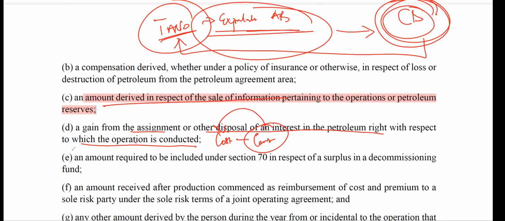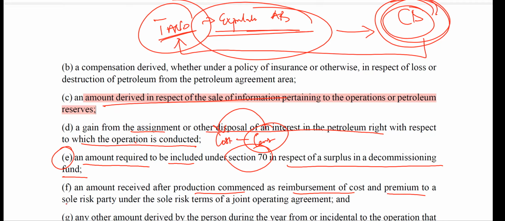Yes, sir. Look at the E part. It says an amount required to be included under section 70 in respect of a surplus in a decommissioning fund. So once there's a surplus, it shall be added to your income because it is treated as an income here and therefore will be taxed. Does that make sense? Good. Then we have an amount received after production commenced as reimbursement of cost and a premium to a sole risk party under the sole risk terms of a joint operating agreement.